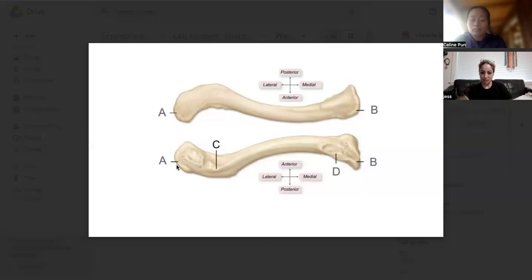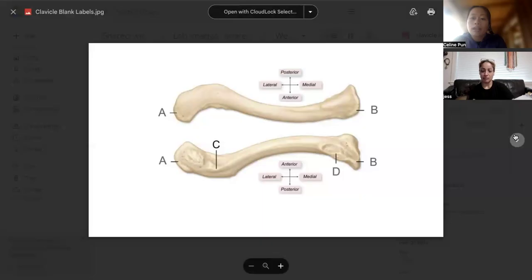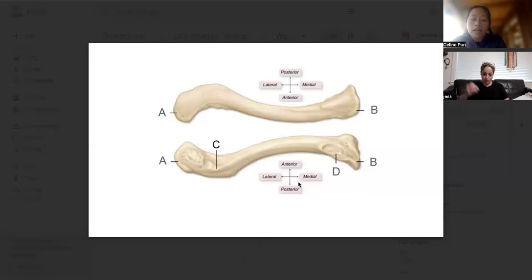Would it be posterior then or anterior? That's the other part that I didn't get from that quiz. Posterior means the back, right? So what are we looking at with this picture? We're looking at the back, the bottom picture, the black and white picture with the letters on it.